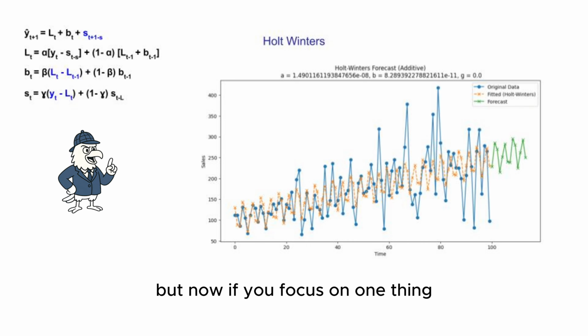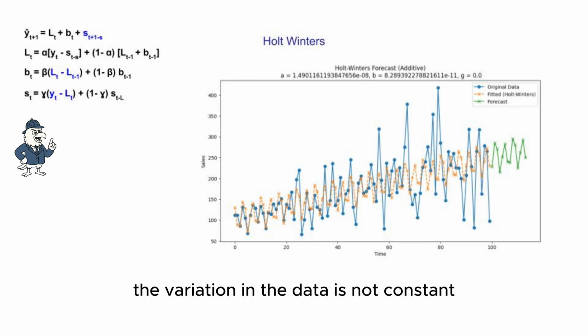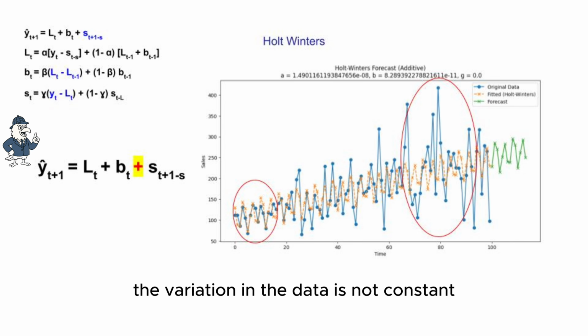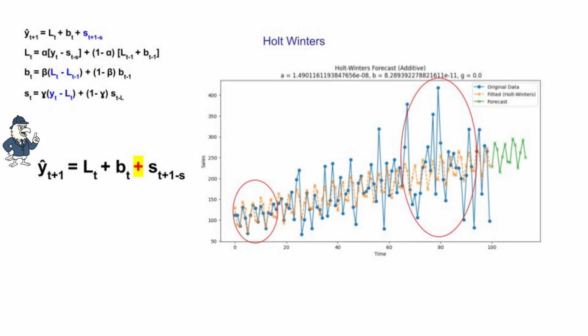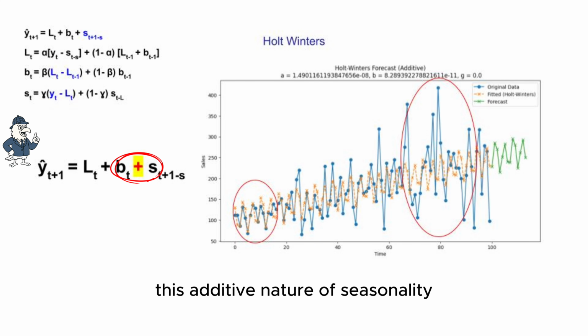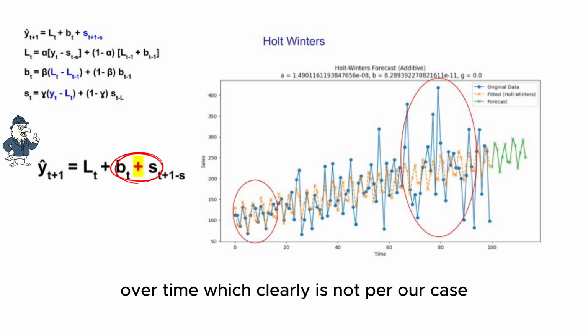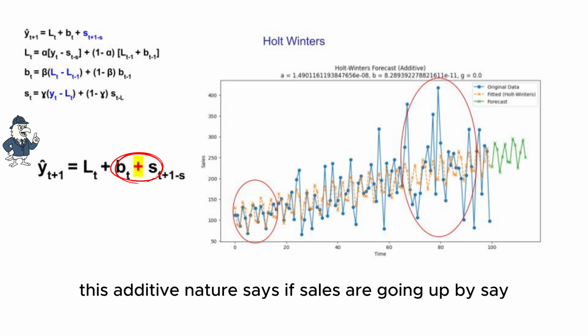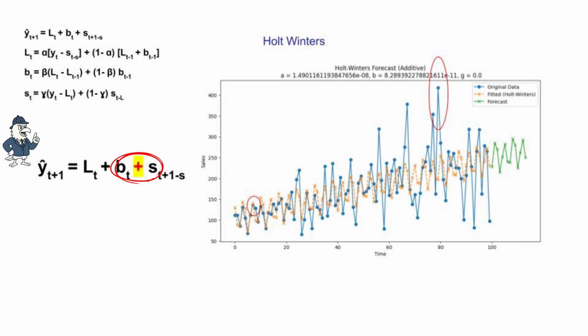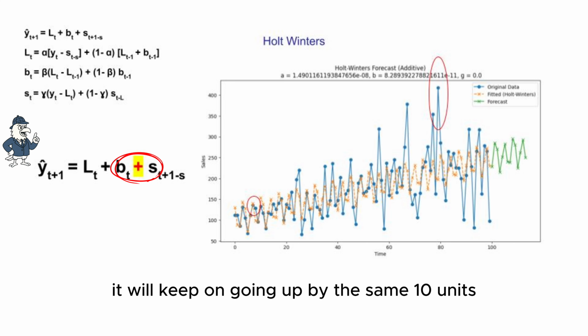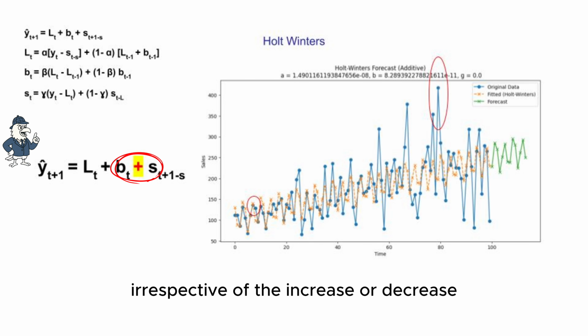But now, if you focus on one thing, which must be coming in your mind but I haven't addressed, the variation in the data is not constant. As the time is increasing, the fluctuations are increasing as well. This additive nature of seasonality assumes that any seasonal behavior remains constant over time, which clearly is not per our case. This additive nature says, if sales are going up by, say, 10 units on Sunday, it will keep on going up by the same 10 units irrespective of the increase or decrease in the number of ice creams with time.